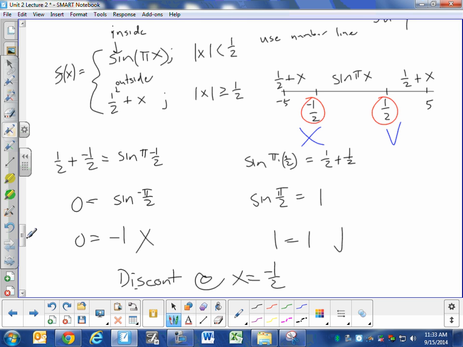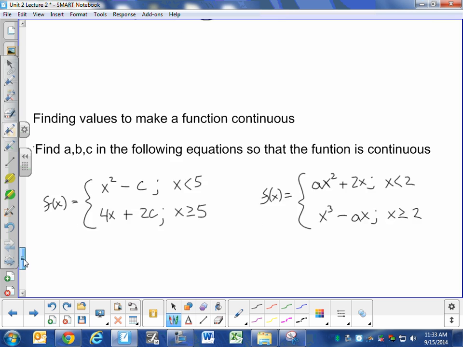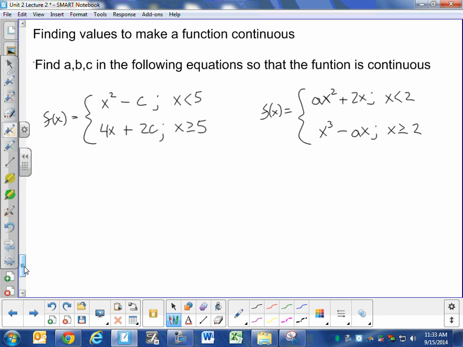Okay. We might have problems where we need to make the functions be continuous. We need to find values like a, b, or c in the following equation so that the function is continuous. So this guy would be like, find c such that f of x is continuous everywhere. This would be find a.